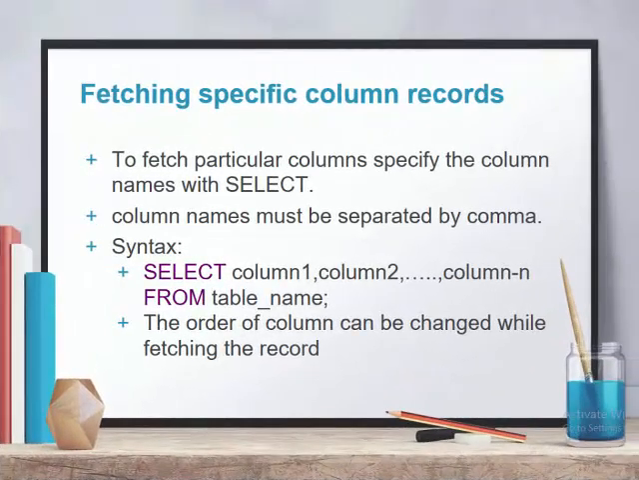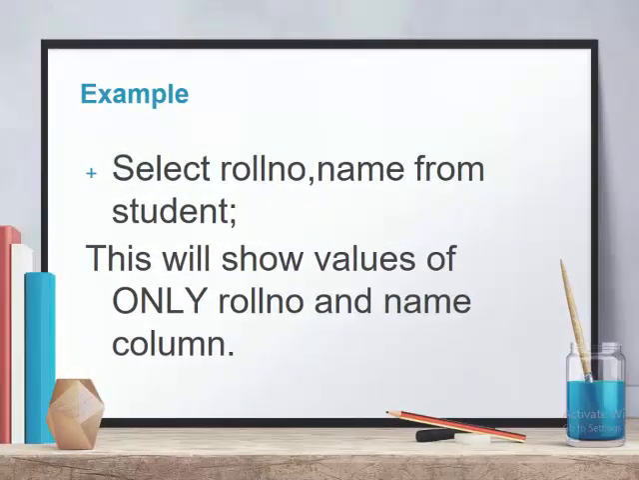Now to fetch specific column records, that is, you need only 2-3 columns, not the data of all columns, then in that case you must explicitly specify the column names along with the select statement, and the syntax is select column 1, column 2 up till column n from table name. The order of the columns can be changed while fetching the records. It is not compulsory to follow the order of the columns as in your table. Say for example, if you want to fetch only the roll number and name from the student table, what will you write? Select roll number, comma, name from student.